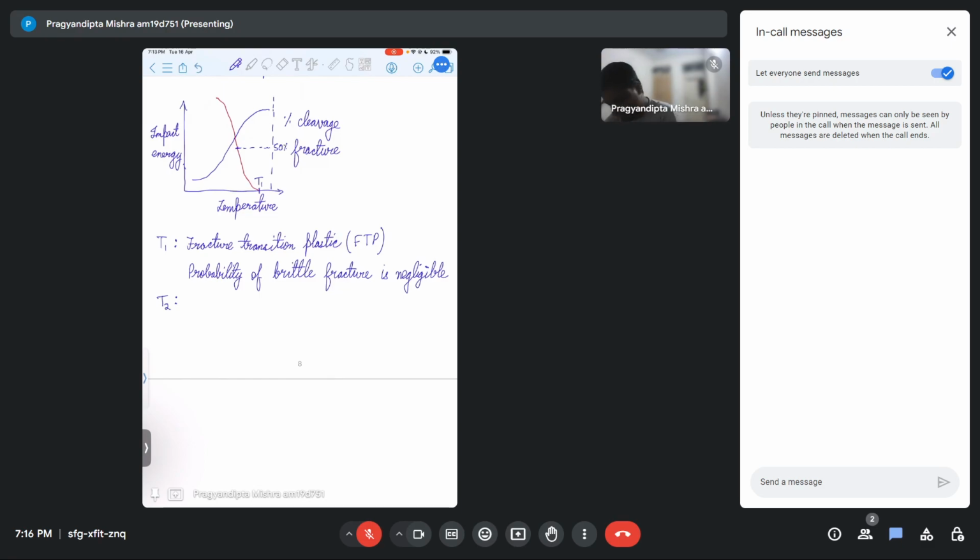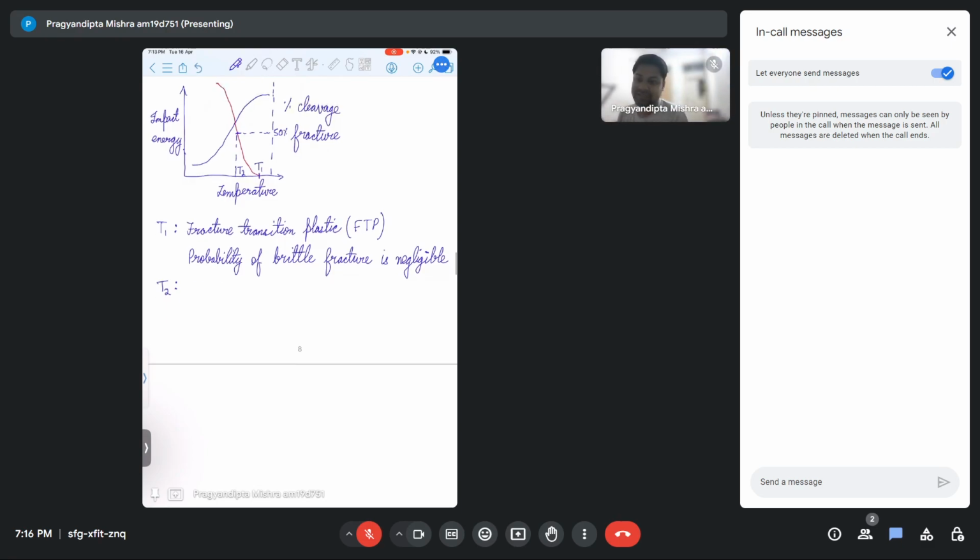Okay. So these are three important temperature points. Now there are two more temperature points which are very, very important. T4, which is taken at a CV value of 20 joules. So impact energy value of 20 joules, if you are taking.